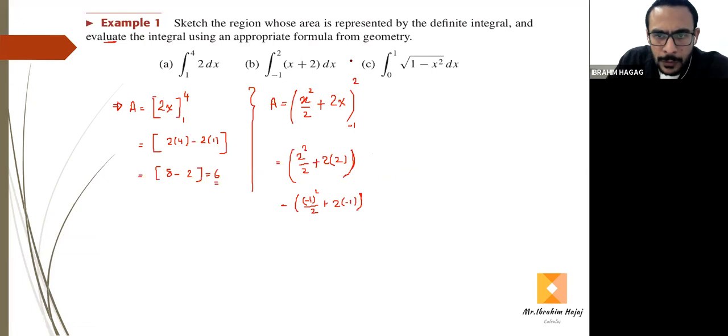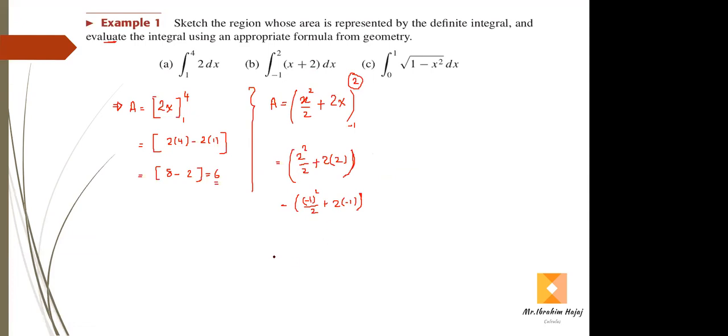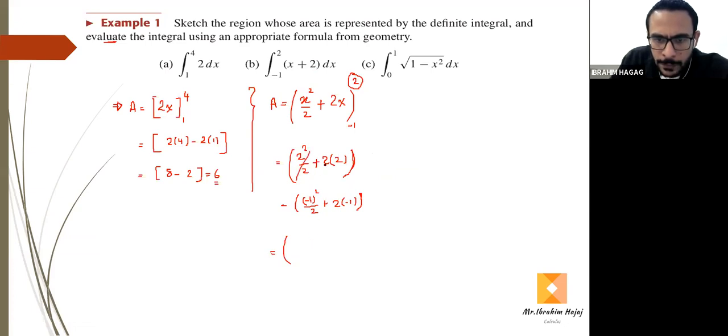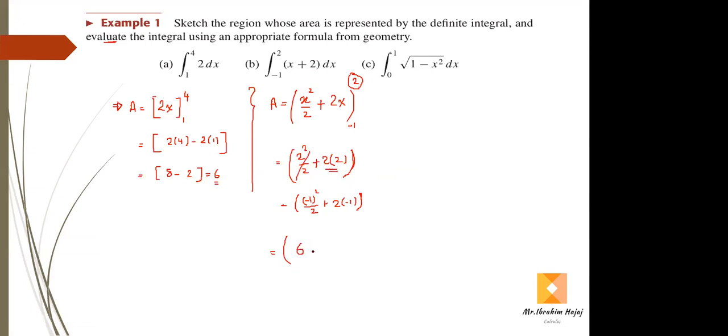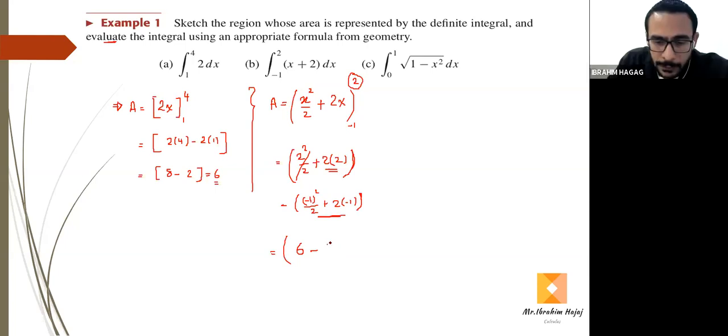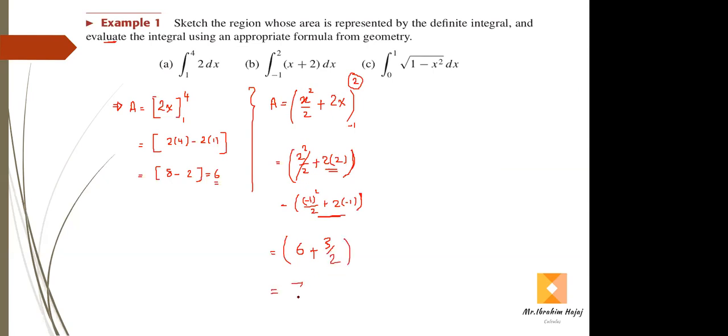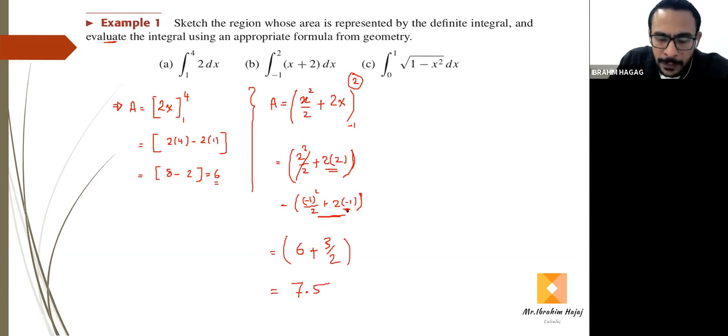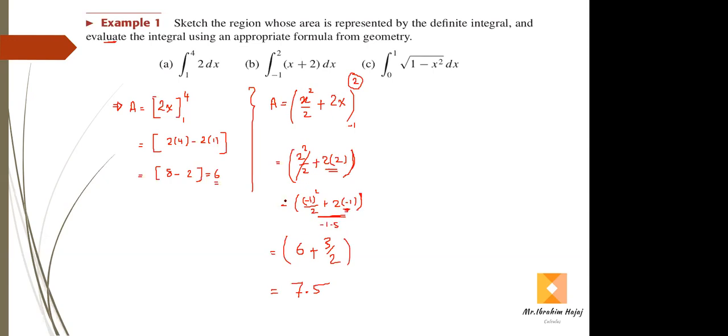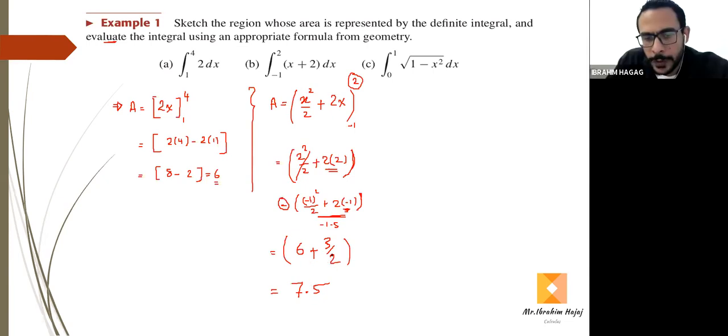What we're doing, guys, is working on the upper limit of the integration, plugging it in first and then subtracting the second. So 4 over 2 here is 2, plus 4 is 6, minus half minus 2, which is 1 and a half negative. The inside is negative, and outside there's a negative sign, so it's positive 3 over 2, or positive 1.5, and 6 gives 7.5.